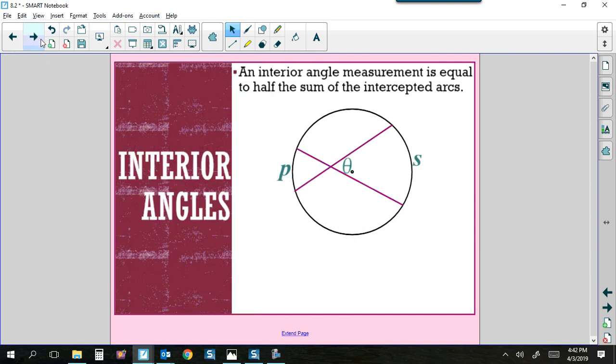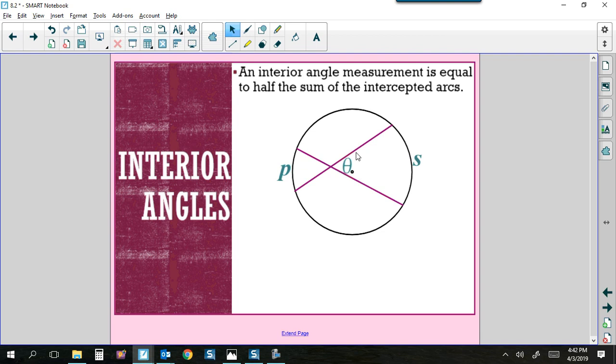Next one, interior angles. An interior angle is just an angle that falls inside the circle. Notice angle theta here is 100% inside, not on, not out. So it's formed by two chords intersecting inside the circle rather than on it, which is what we've been looking at with inscribed angles. So an interior angle, this angle right here, is going to be equal to half of the sum of the intercepted arcs.